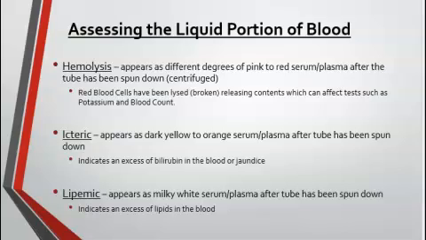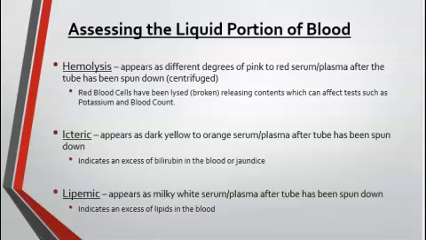Next would be our icteric samples. These would be our samples that contain bilirubin. These would be our patients that could appear jaundiced or have liver issues. The serum and plasma in these samples usually appear dark yellow to even orange. Sometimes they can even appear kind of a greenish color.